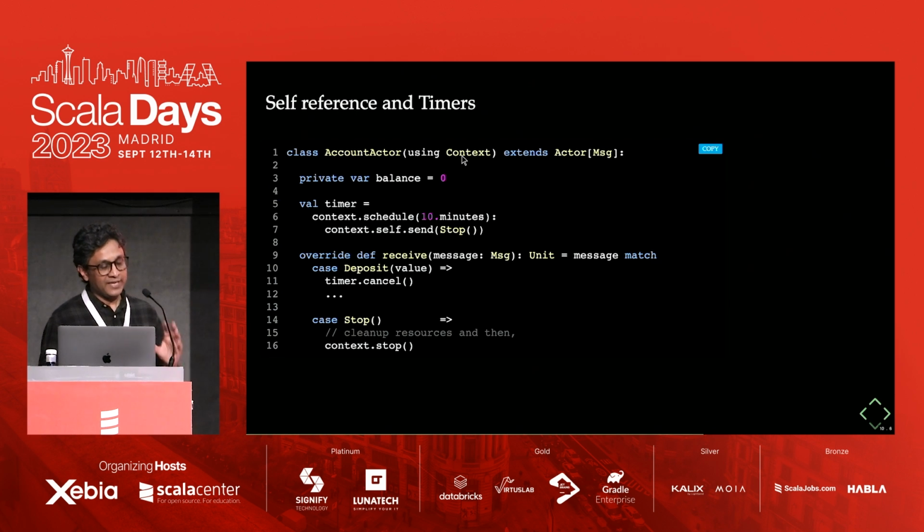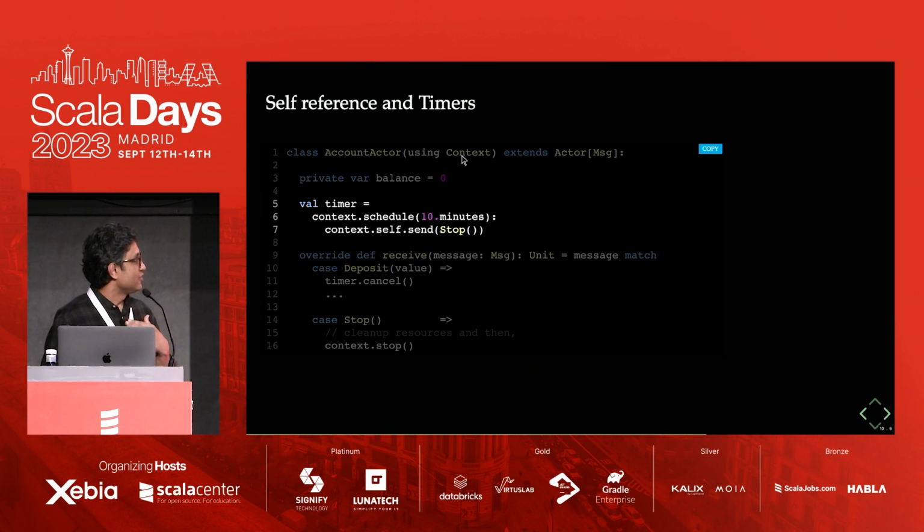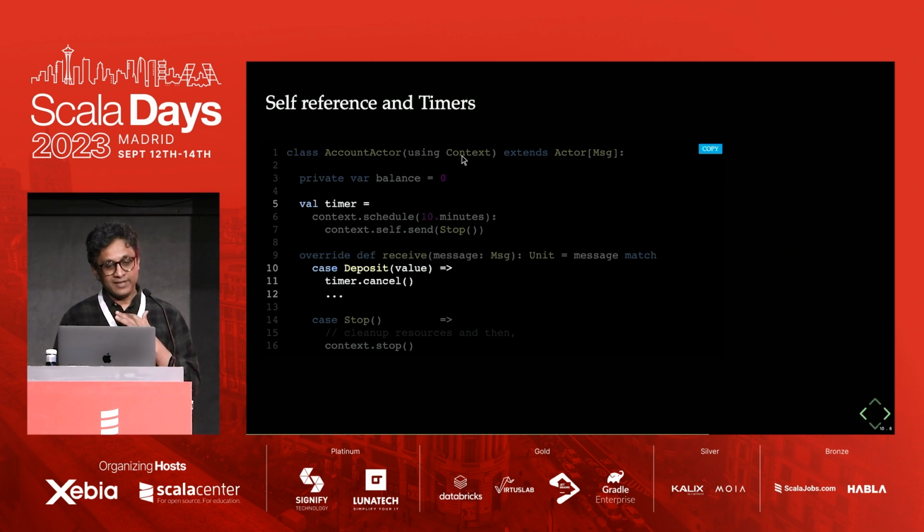So now we'll take an example where the timer and the self-reference can be used together. Let's say that in this example, I schedule a stop message to myself after 10 seconds after I get created. It's a crazy example, but simple to demo. Then in one of the handlers, if I get any deposit call, I will just cancel the timer. So I should be able to use timer.cancel there.